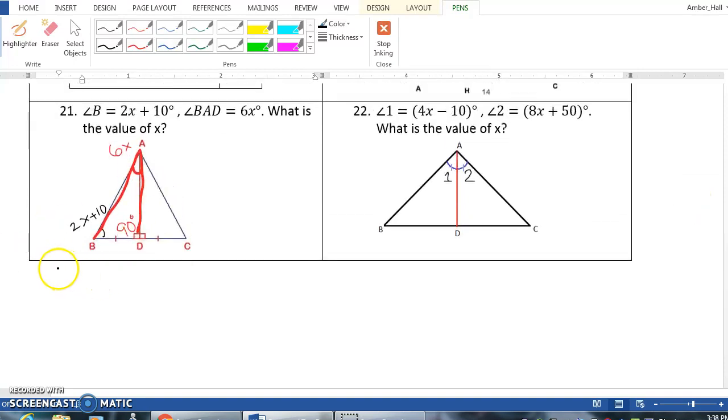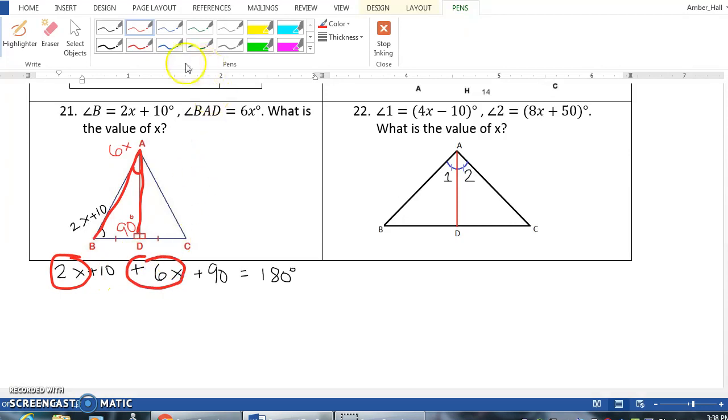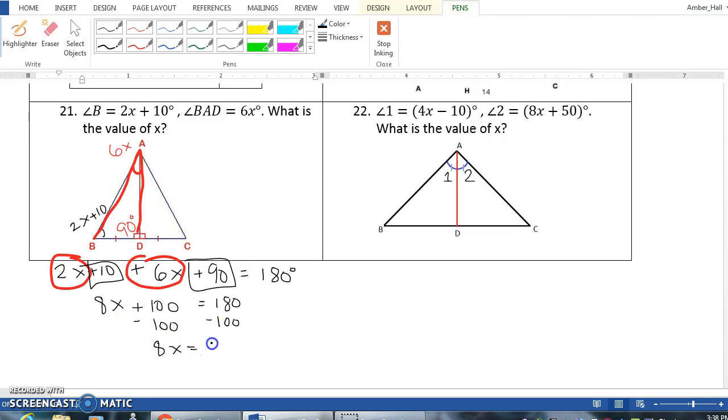So I know that 2x plus 10 plus 6x plus this 90 degrees equals 180 degrees, and now I solve for x. Combine like terms. 8x plus 10 plus 90 is 100 equals 180. Subtract 100 from both sides. 8x equals 80. Divide both sides by 8, and x equals 10.